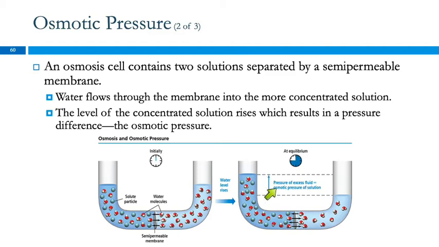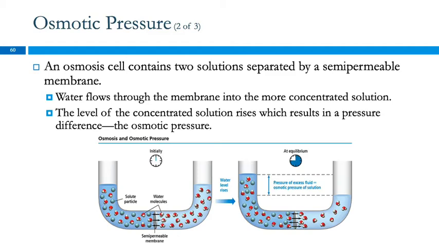So this is the osmotic pressure. In order to prevent osmosis from happening, this is the pressure we would have to apply to this side to prevent osmosis from happening. So that's called the osmotic pressure. Any questions?